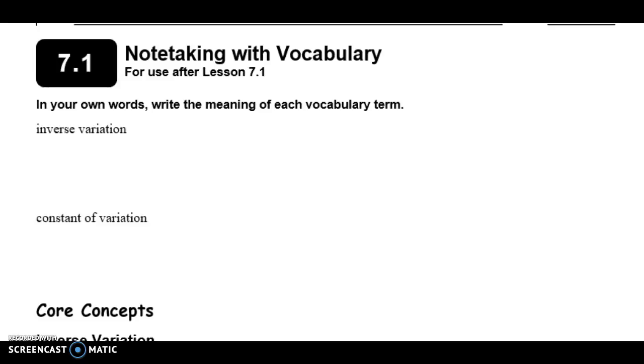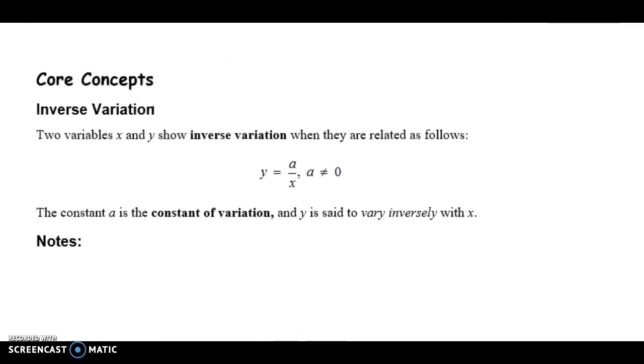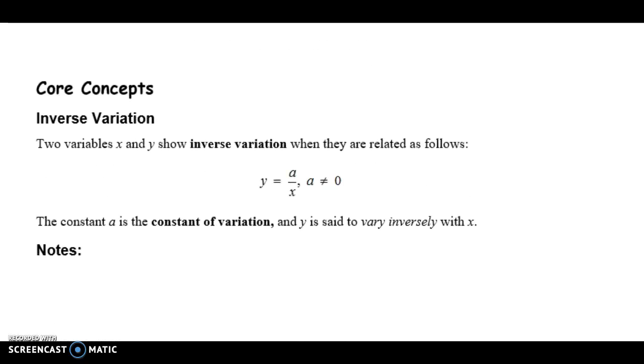The constant of variation is how they are comparing, how quickly. It's kind of like a rate. So if one's going up, one's going down, how quickly is one going up and one going down? And that'll be the number in your equation. For example, if you look at your core concept, a in this equation of y equals a over x is the constant of variation.